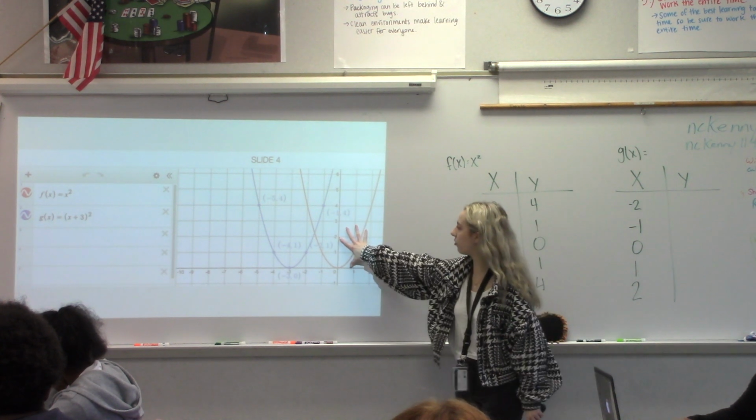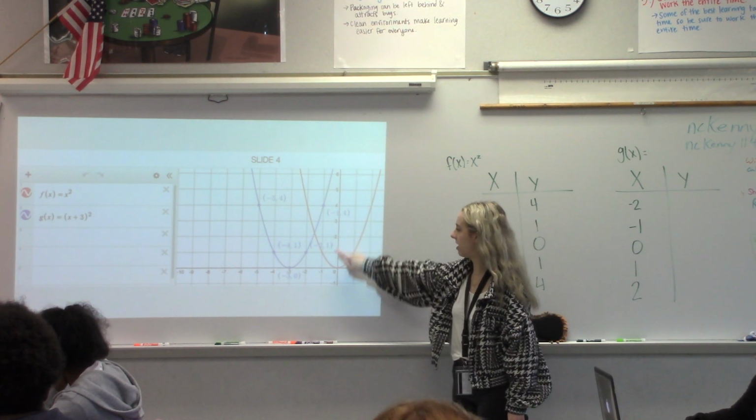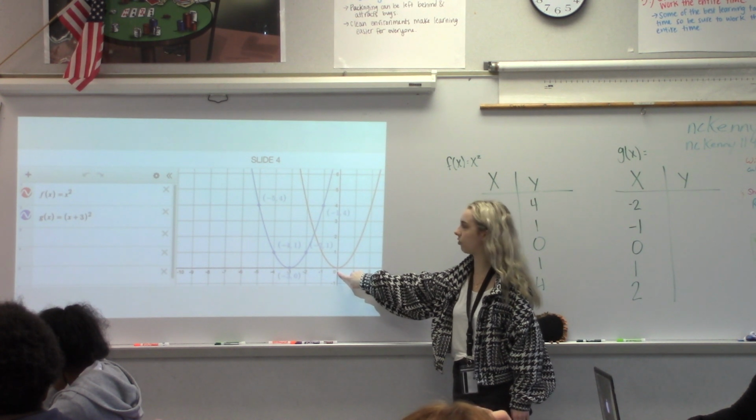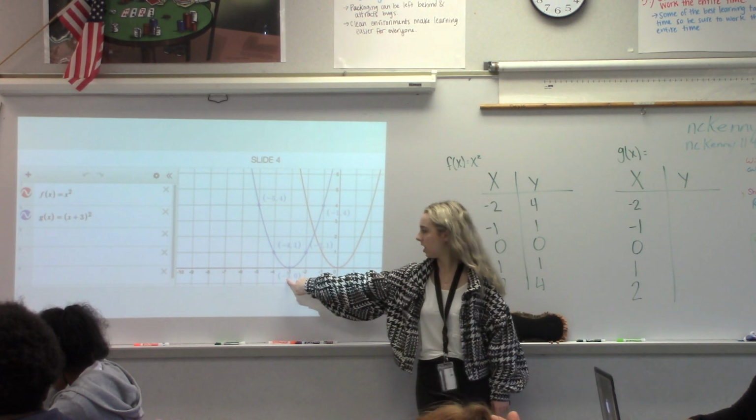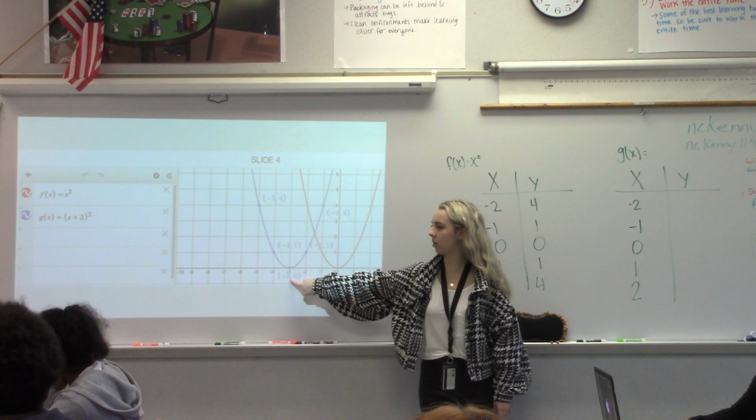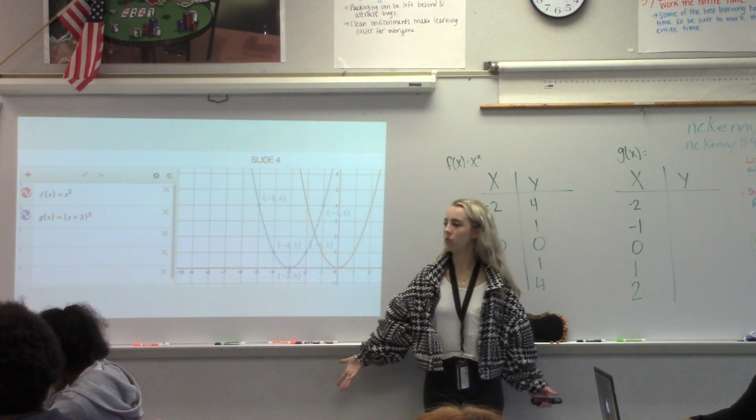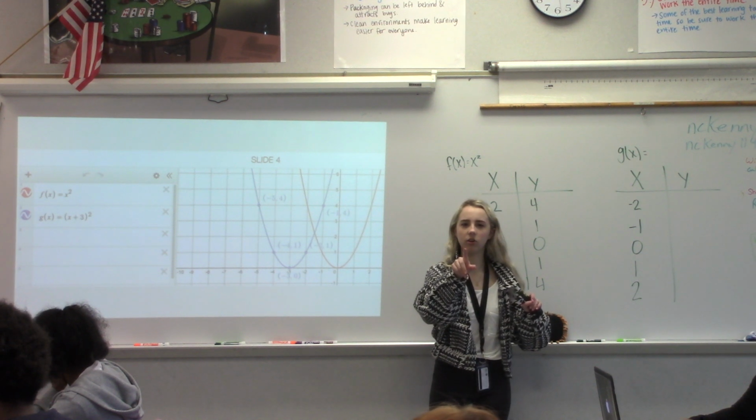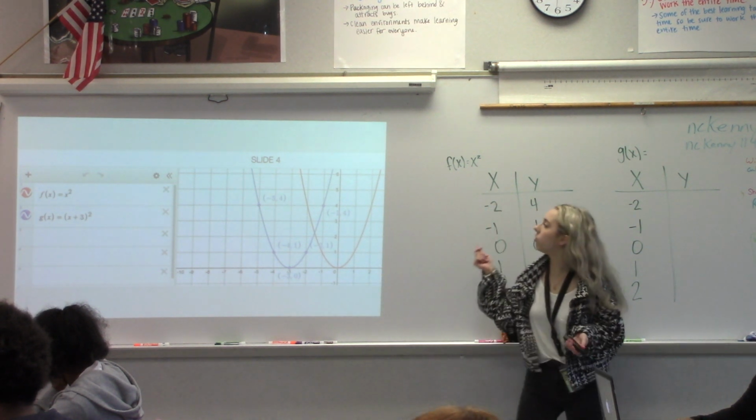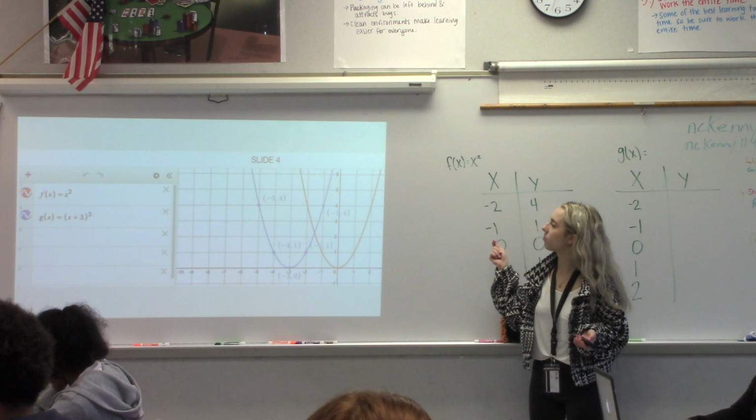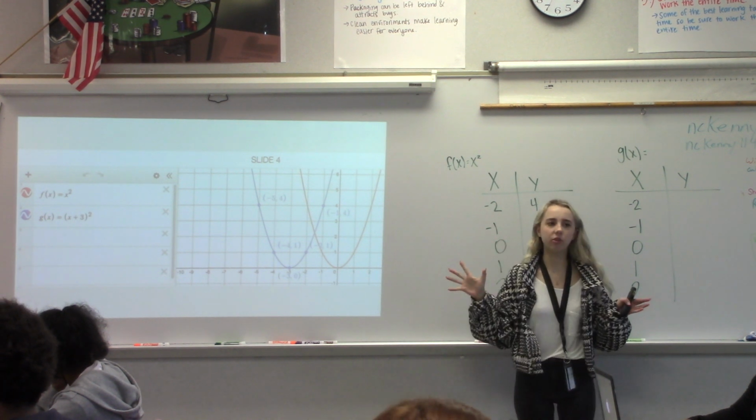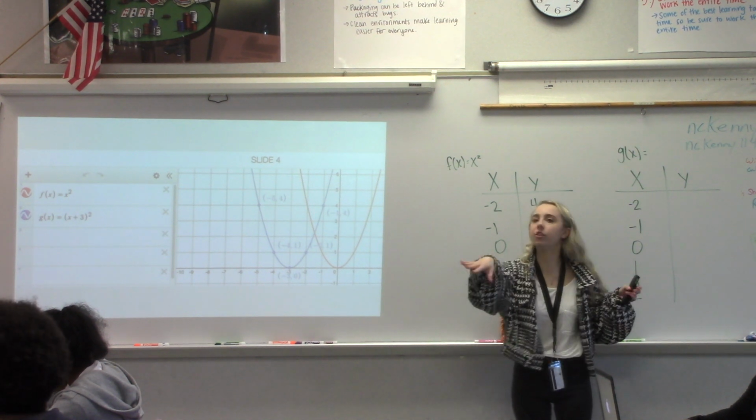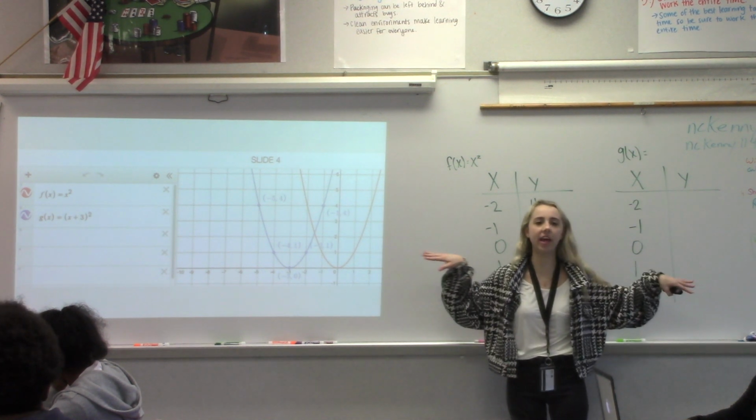So if this was my original, and I added 3, the vertex was at 0, 0, and when I added 3 to the x values, it's now at negative 3, 0. Yes, say that again. So when I added 3, what direction did I move on the graph? To the left. Yes, it is. We're moving horizontally when we change the x values.